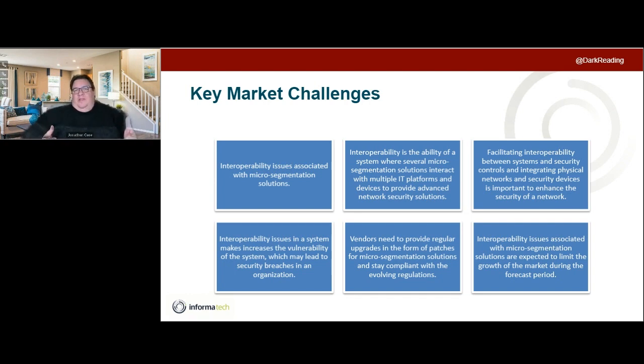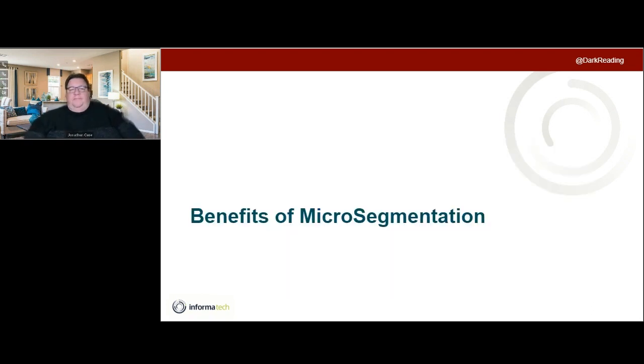Clearly, microsegmentation is a reasonably complex and new technology. And of course, we're looking to vendors to provide regular updates in the form of patches, which again becomes important to stay compliant with the regulations, which pretty much now all include a vulnerability management section. So what could limit this? As I say, the key challenge I see to this market growing as we'd expect is the interoperability, and people saying, well, actually, these things don't work together. I need to find another solution that does.